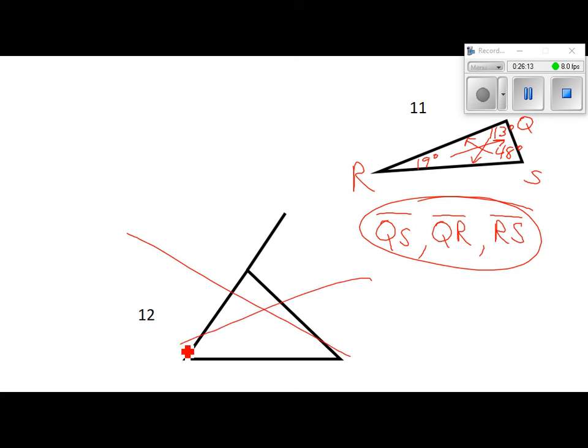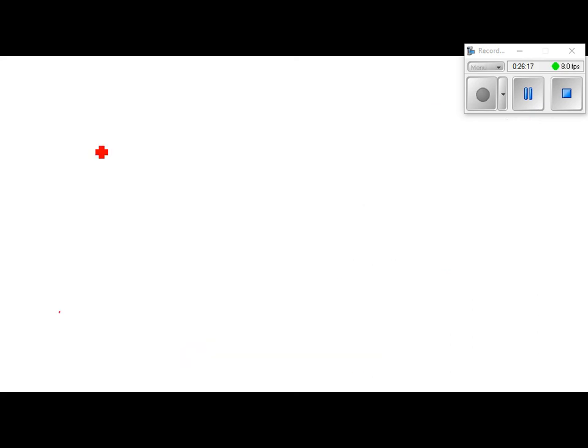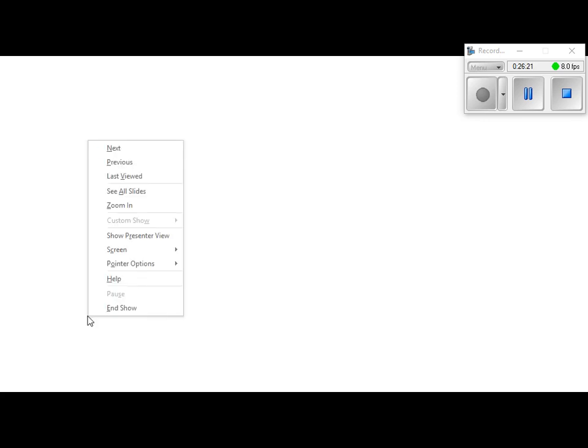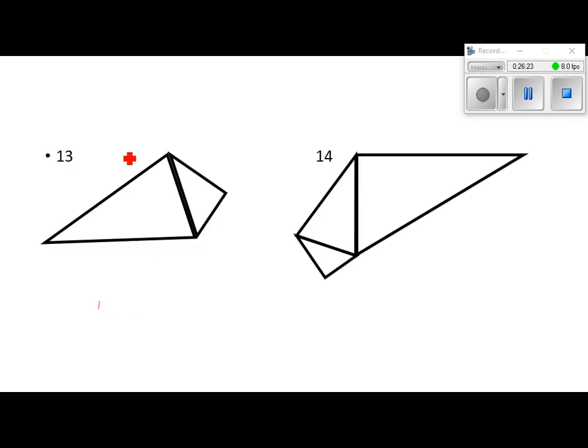Number 12, we're skipping number 12. Number 13. I like these problems.